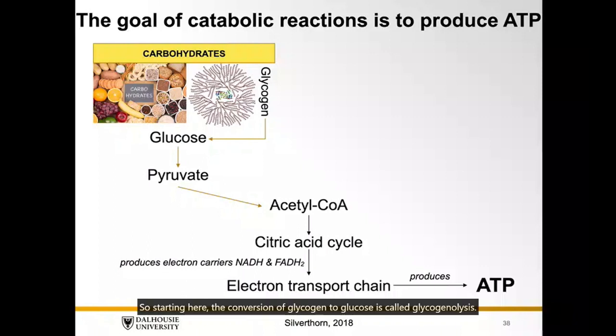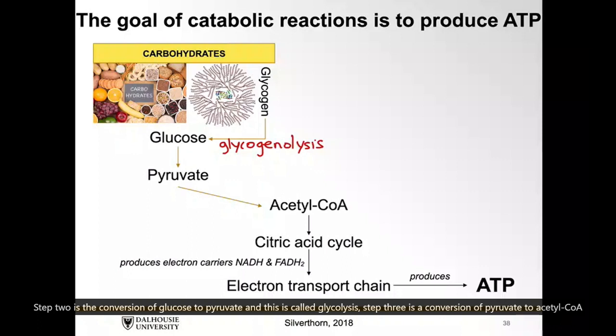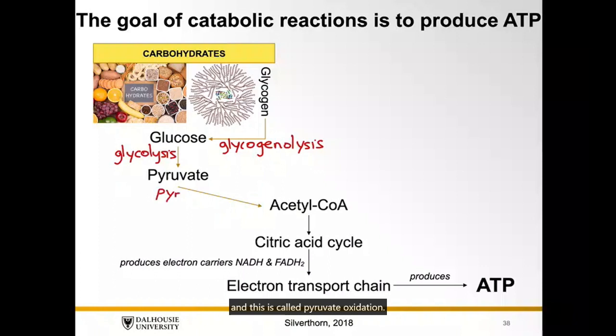So starting here, the conversion of glycogen to glucose is called glycogenolysis. Step 2 is the conversion of glucose to pyruvate, and this is called glycolysis. Step 3 is the conversion of pyruvate to acetyl-CoA, and this is called pyruvate oxidation.